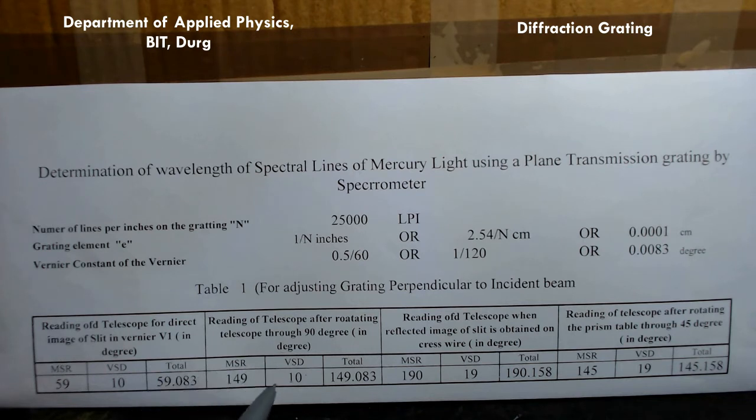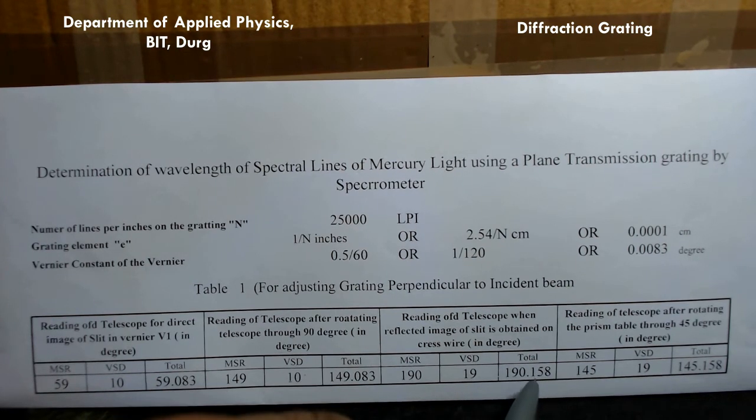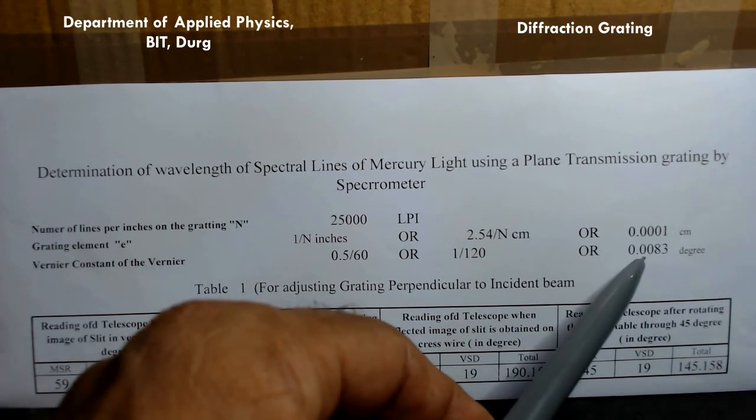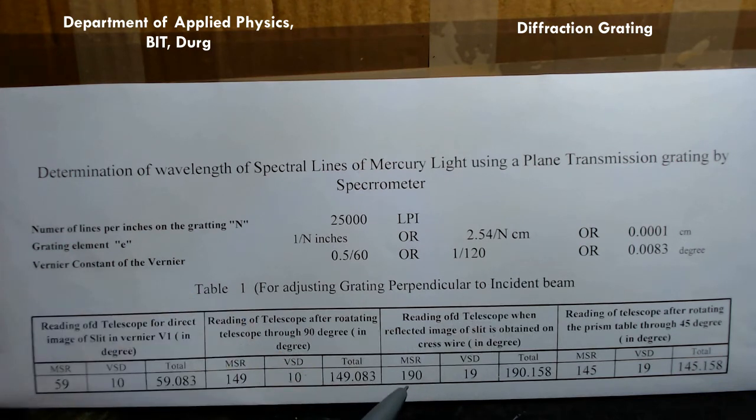When added 90, it automatically became 149 main scale value and 10 divisions on the vernier scale, which is equal to 149.083 degree. So here we kept the telescope in this position. Then we rotated the prism table to bring the reflected image of the slit on the crosswire. That was the position of 190 degree main scale reading, 19th division of the vernier scale. So total, this 19 multiplied by 0.0083, whatever comes added with 190 gives us the value of 190.158.